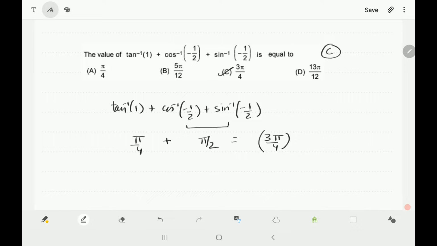Otherwise, you can also calculate the value of sine inverse minus half, which is minus pi by 6. Cos inverse of minus half is 2 pi by 3. If you take the sum of these two values, you will get pi by 2. Pi by 2 plus pi by 4 will give 3 pi by 4.